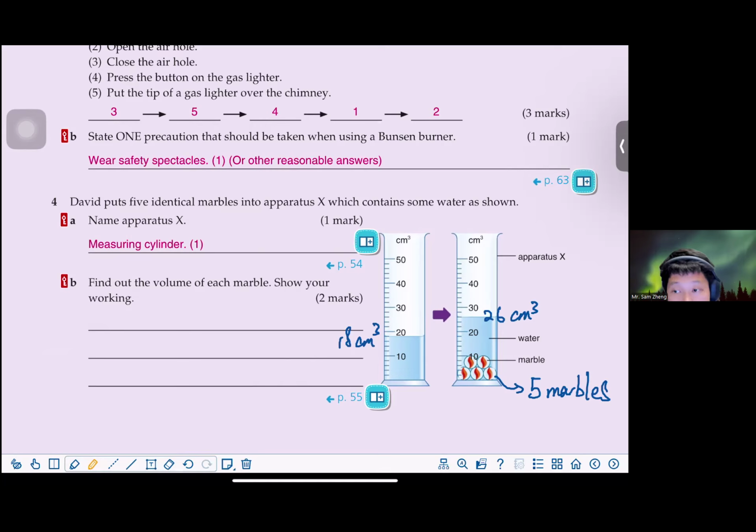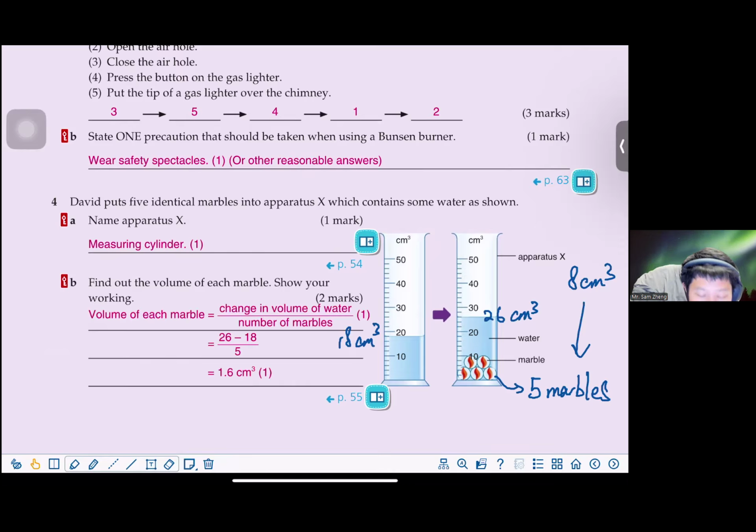So once we do the deduction, it would be 8 cm cube. And this 8 cm cube will be shared by these 5 marbles. So therefore, we will do the division, 8 divided by 5. In this case, it will be a total of 1.6 cm cube for each marble. So maybe let us quickly have a look at the steps and also the working. This is how we calculate.